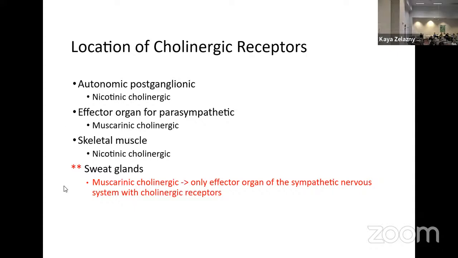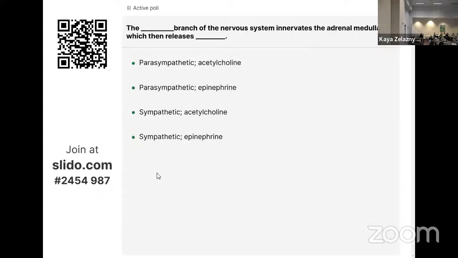Okay. A weird exception to all of the stuff that we're talking about are sweat glands. We're not going to talk about them ever again, but they do happen to have some weird stuff going on where they have muscarinic cholinergic receptors on them, even though they're associated in part with the sympathetics. Okay. So we're not coming back to that, but it happens to be true, so I'm telling you.